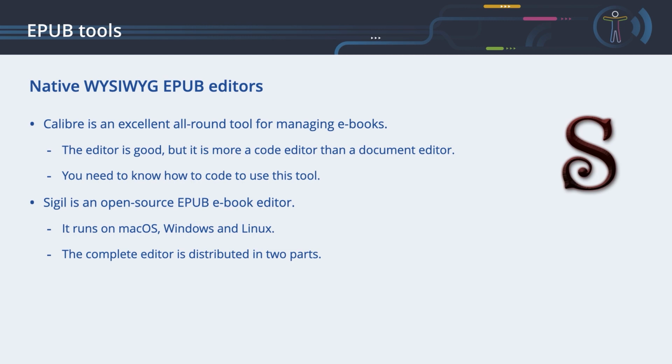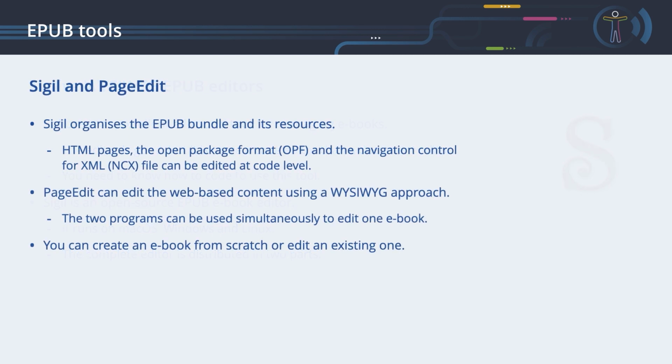Sigil is an open-source EPUB ebook editor, which can be downloaded for free using the link under the Documents tab on our platform. It runs on macOS, Windows, and Linux. The complete editor is distributed in two parts. The first part, Sigil, organizes the EPUB bundle and its resources. HTML pages, CSS, and the OPF and NCX files can be edited at code level in Sigil.